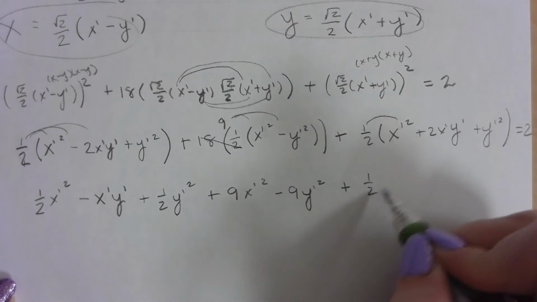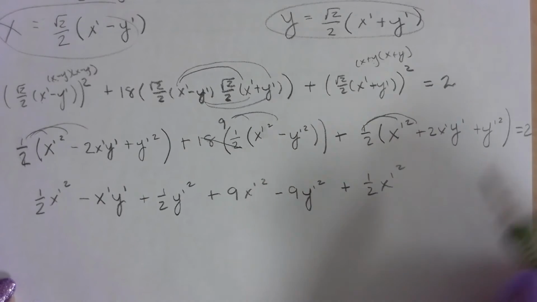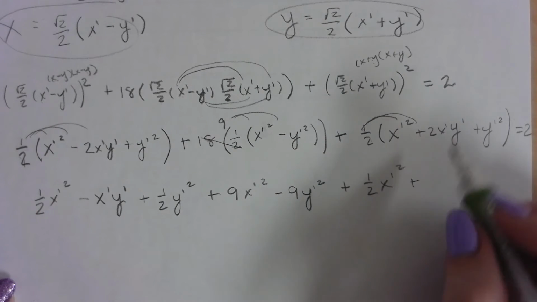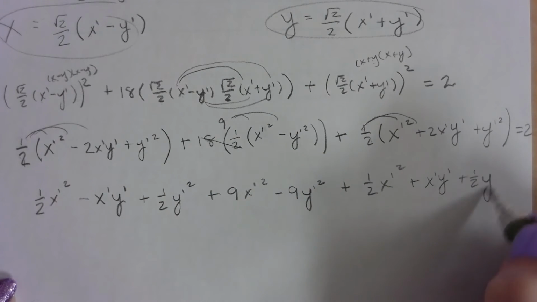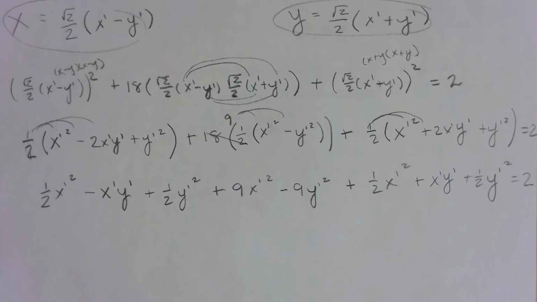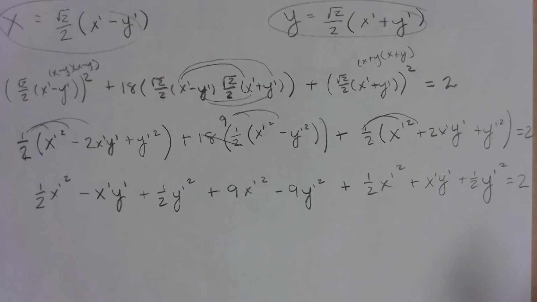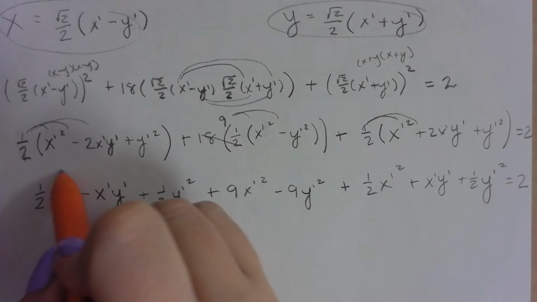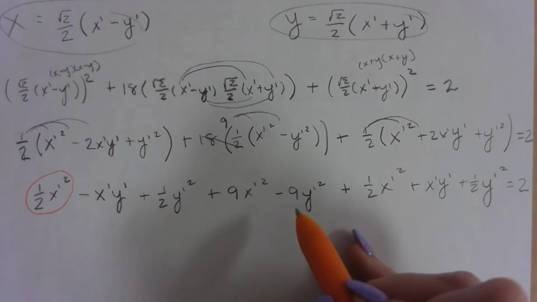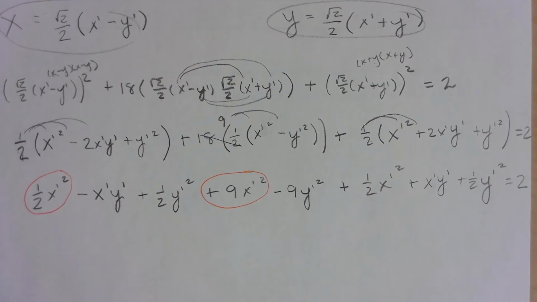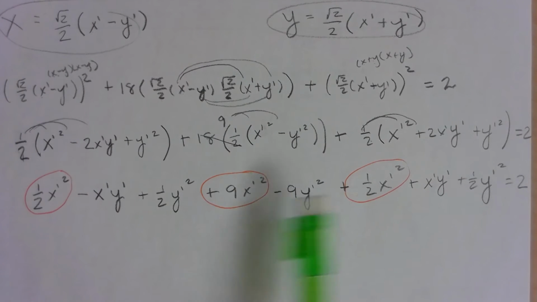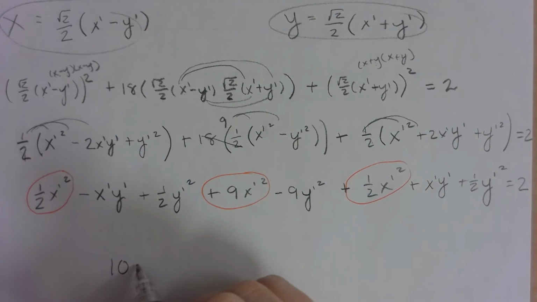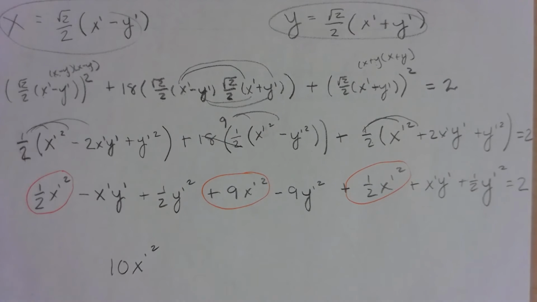plus a half x prime squared plus a half times 2 would be 1. So x prime y prime, and a half y prime squared equals 2. Woo! So now that we've gotten all of our distributing done, we've done all of our algebra, now we can start combining like terms. So we've got 1/2 x prime squared, we've got 9x prime squared, and 1/2 x prime squared. So a half and a half makes 1, plus another 9 gives us 10x prime squared.